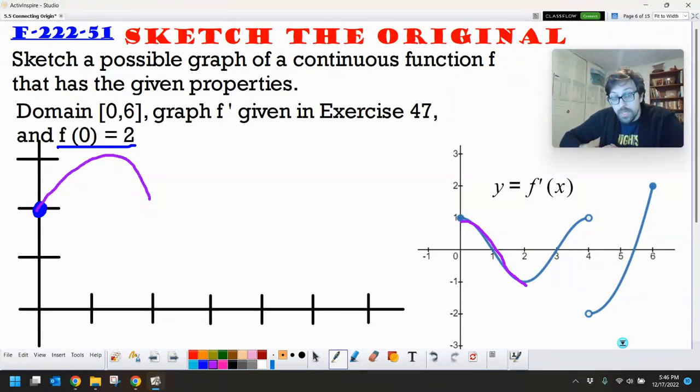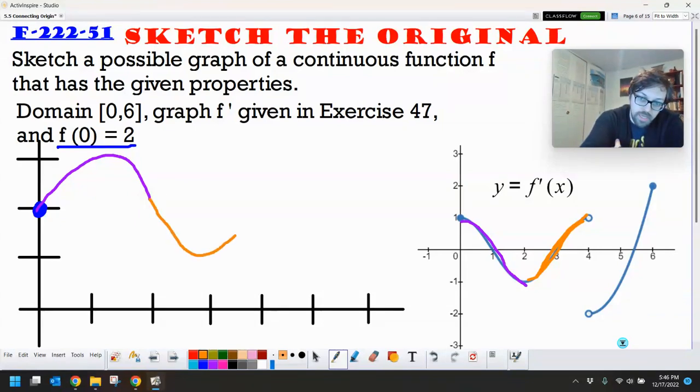After that point, we're still going to be decreasing, but we have a point of inflection. So we're switching from being concave down to being concave up. So on this interval, our derivative is increasing, so we want to be concave up. We should also have a minimum value here at 3. So we've been switching from going concave down to now concave up.